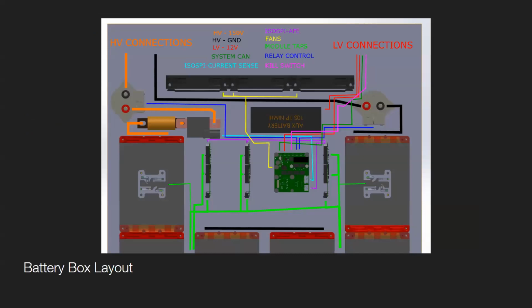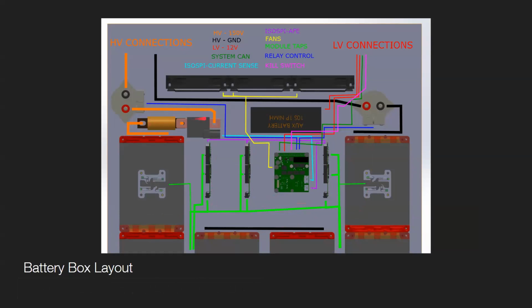So this is just a diagram showing the battery box layout that we're currently planning on using. In the center here, this is the BMS carrier board. These three boards that are vertical are the AFEs, and they're connected to the battery modules to measure the voltage and temperatures. This is the top of the battery stack.